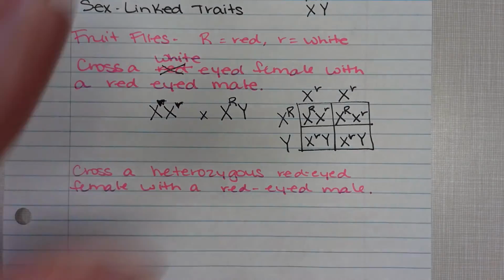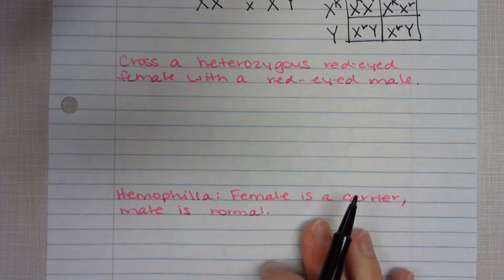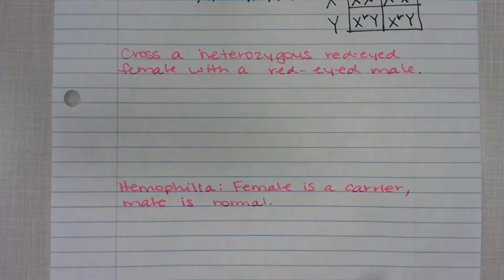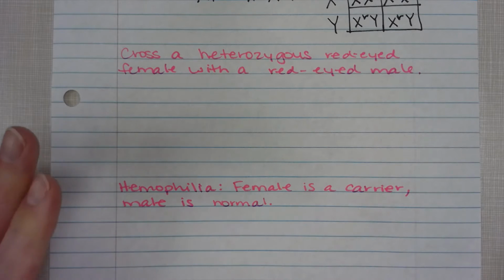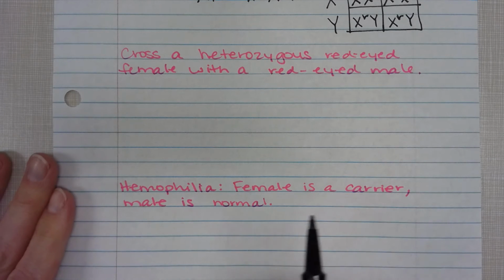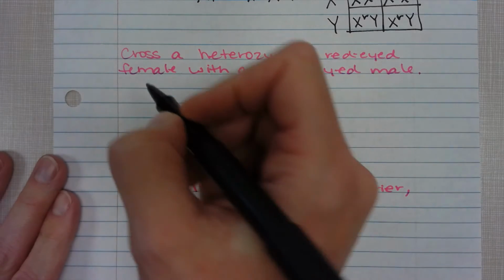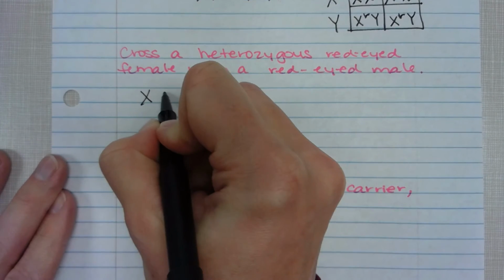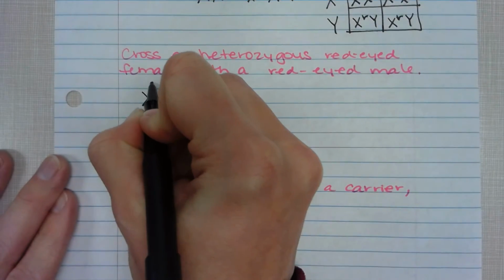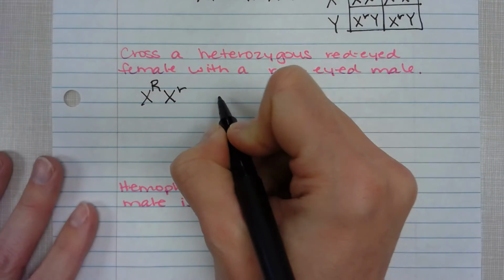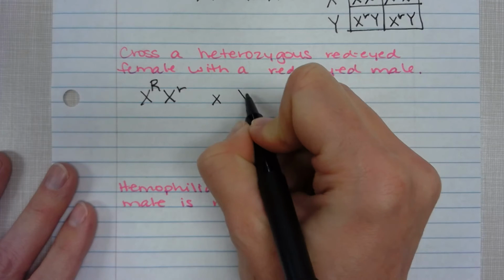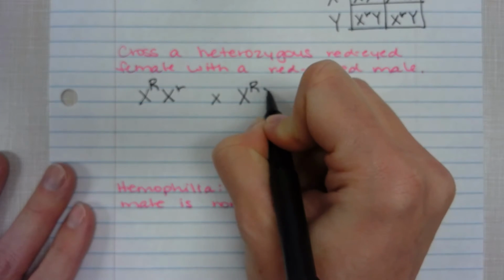Let's go do another one. Here it says cross a heterozygous red-eyed female with a red-eyed male. So heterozygous, one of each. So we're going to use a capital letter and a lowercase. So here's your female again, XX. She's heterozygous, crossed with a red-eyed male. Looks like that.